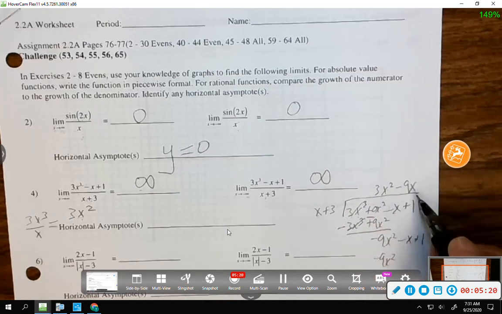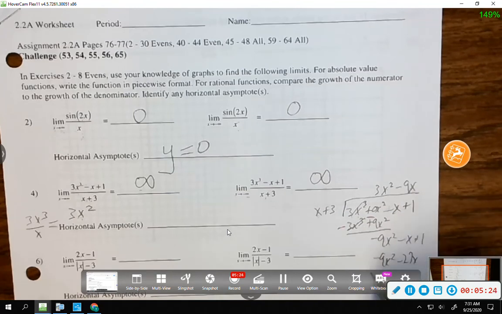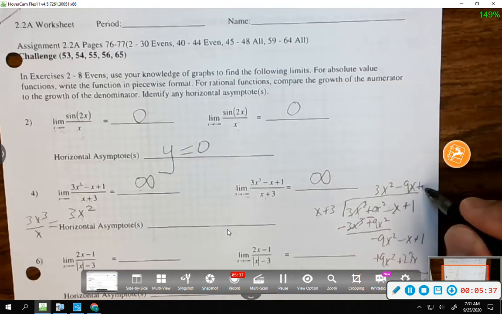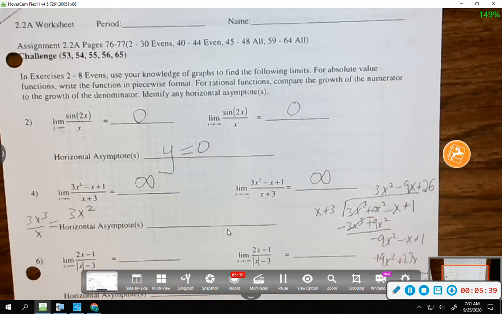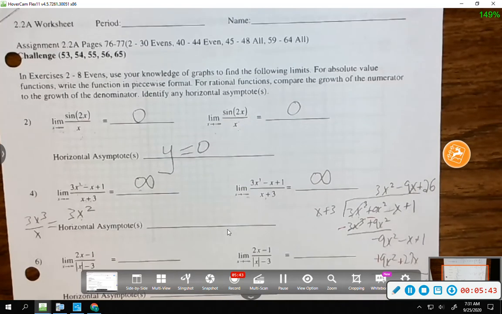Negative 9x. Negative 9x squared minus 27x. Again, I'm going to say change the signs and add. 27 minus 1 is 26x plus 1. What do I multiply x by in order to get a 26x? A 26. Okay? So that's 26x plus, it turns out to be 78.